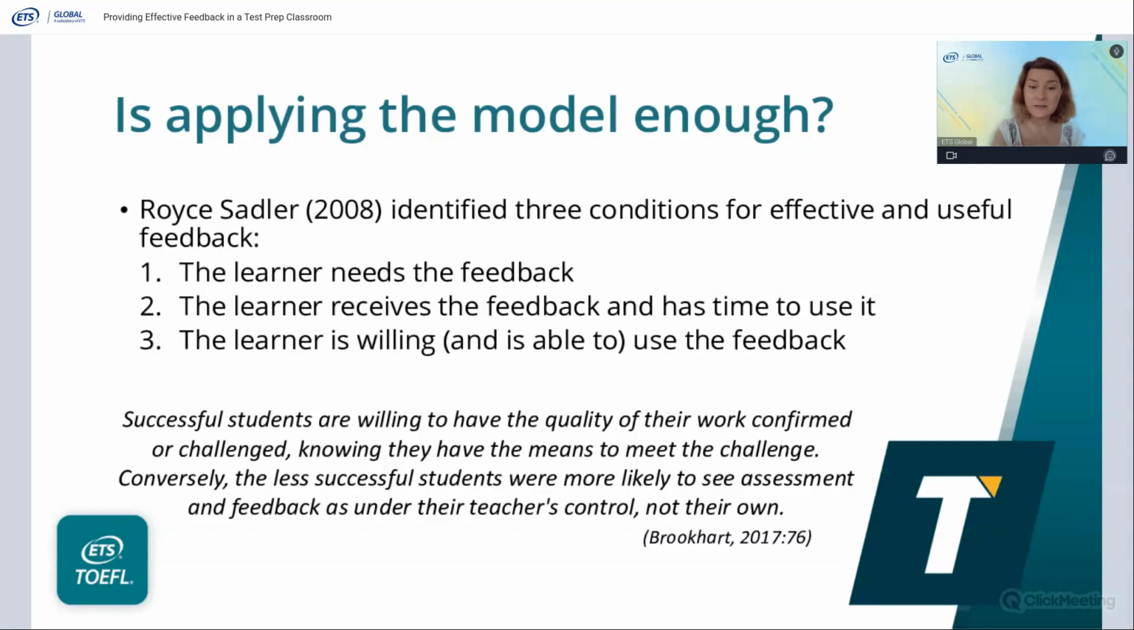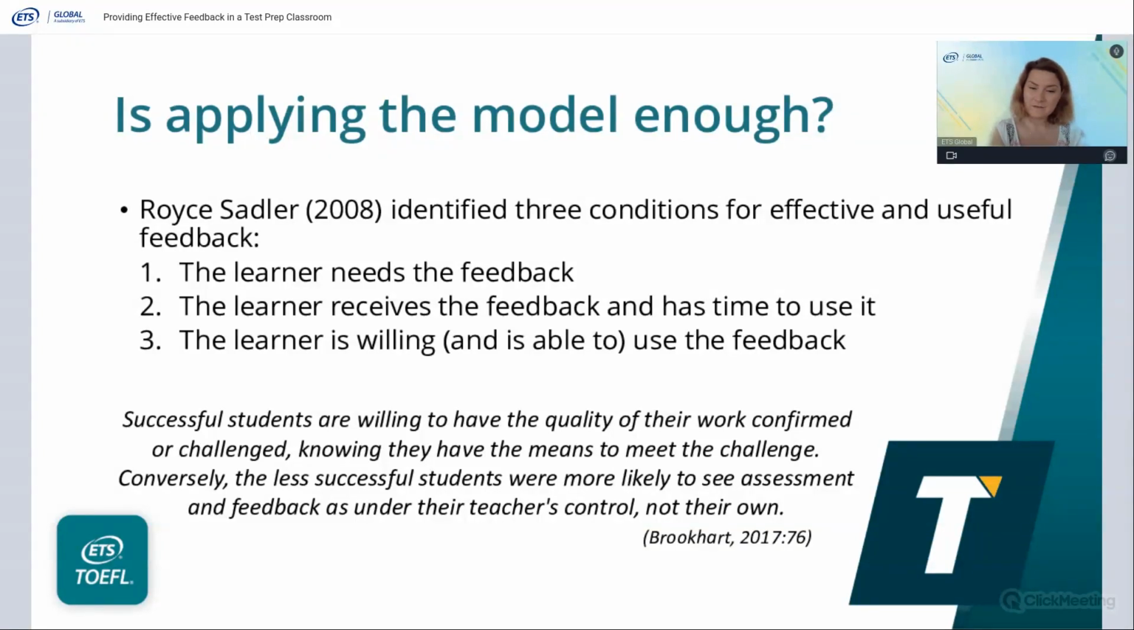And third, the learner is willing and is able to use the feedback. Maybe the feedback is not clear to the learner. They don't know exactly what they are supposed to do, or basically they just don't want to use it.